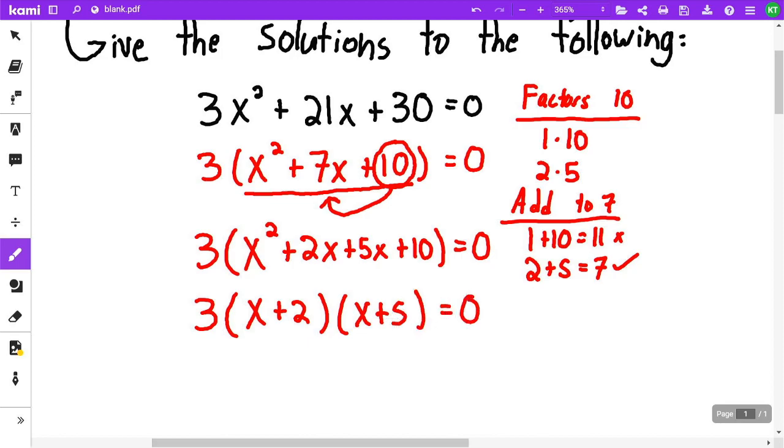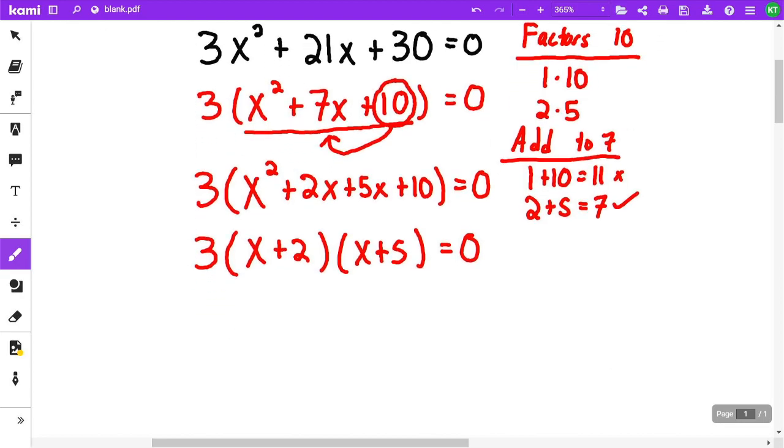And so our last step here is to get our actual solutions by setting each one of our factors equal to 0. Because there is no x with the 3 on the outside of our parentheses, we don't have to set that one equal to 0. We're only going to be setting x plus 2 and x plus 5 equal to 0. So x plus 2 equals 0. Subtract 2 from both sides. That means our first solution is going to be x is equal to -2.